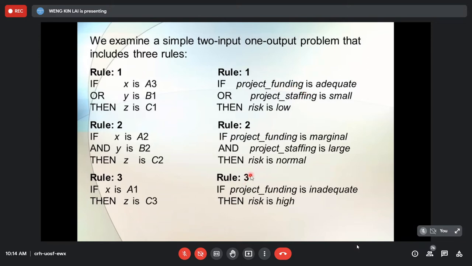Normal means normal. It's not low, it's normal. It means that there's still a chance for you to fail in your project. Finally, rule number three: if your project funding is not enough, it's inadequate, then the risk of your project failing is high. And all this, as I said before, is not created out of thin air. It's normally created from lots of hard work talking to the experts, and from there you extract these rules. So this is an example of a two inputs, one output problem that can be solved with a fuzzy inference system. In this case, it will be the evaluation of the risk of your project.